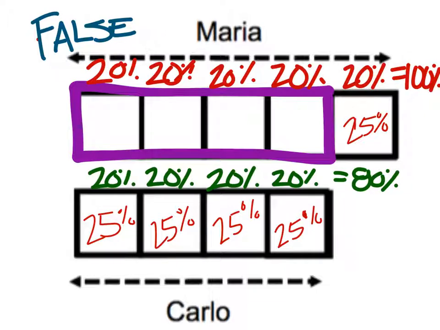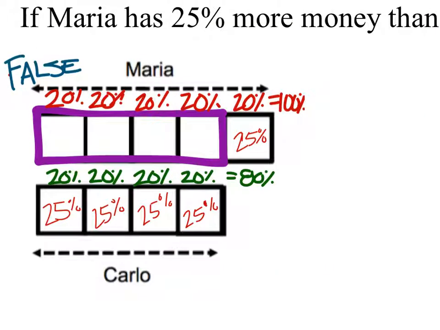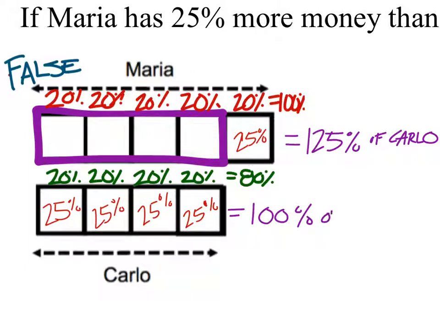And in actuality, if Maria has 25% more than Carlo, then Carlo has 20% less than Maria. Let me go back to this. So the first one up in here, she has 125%. Only this is 25% more. Yeah, this is 125% of Carlo, when Carlo has 100. Okay, so it's 25%.